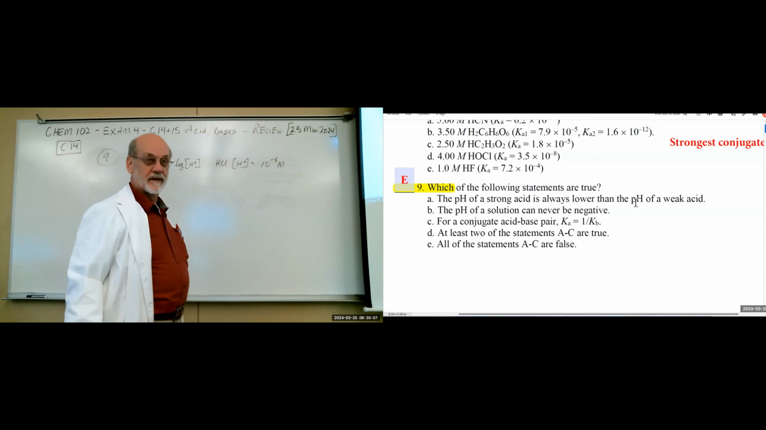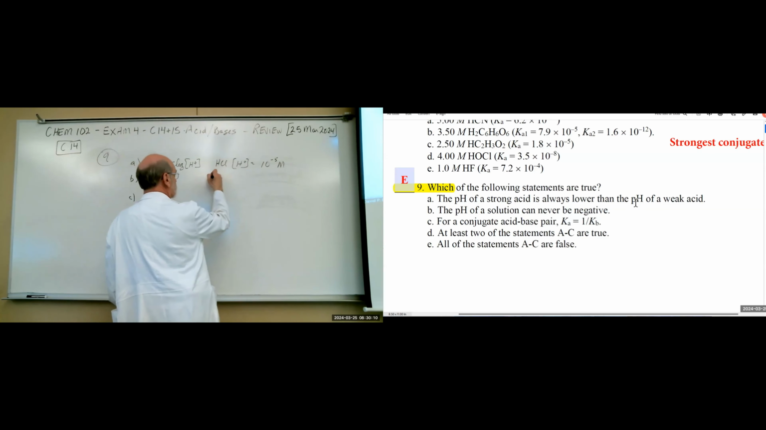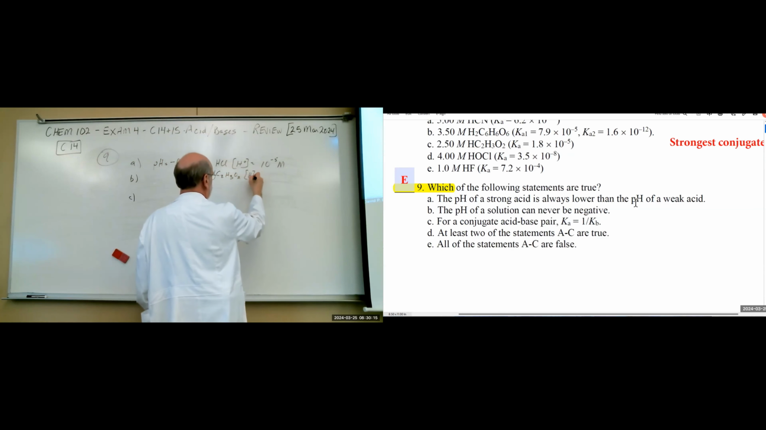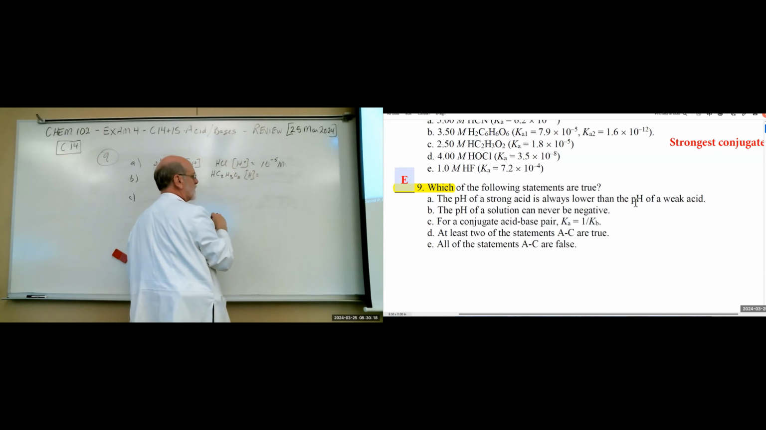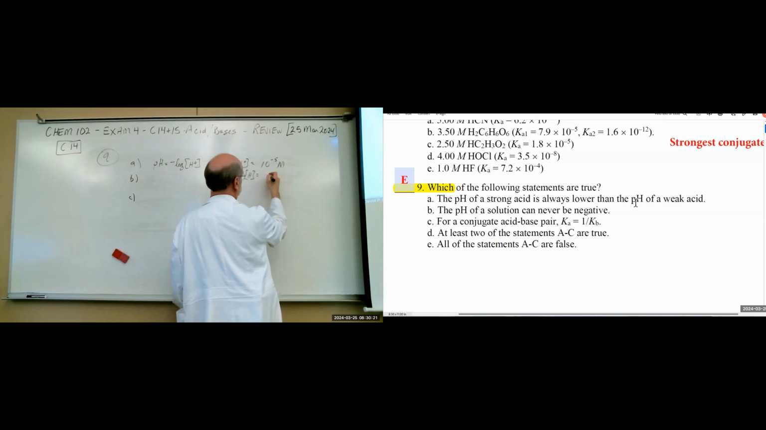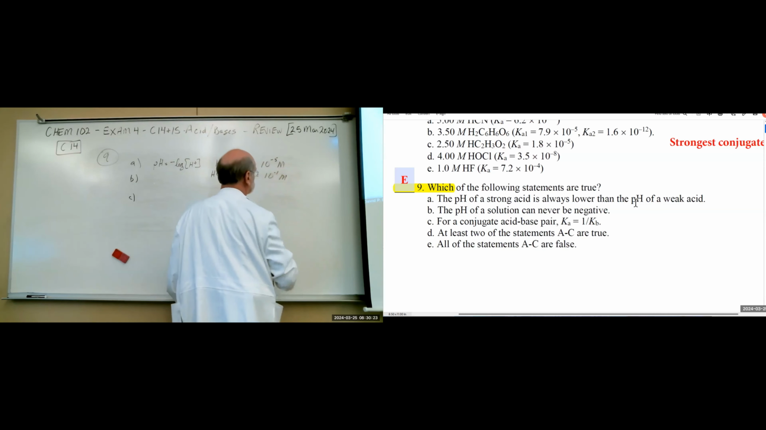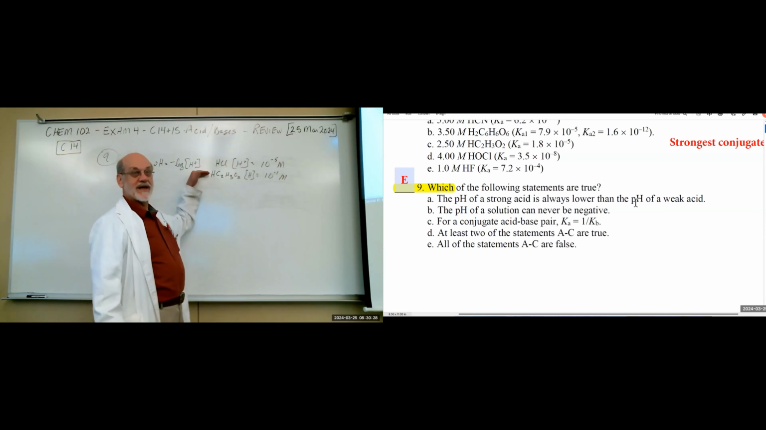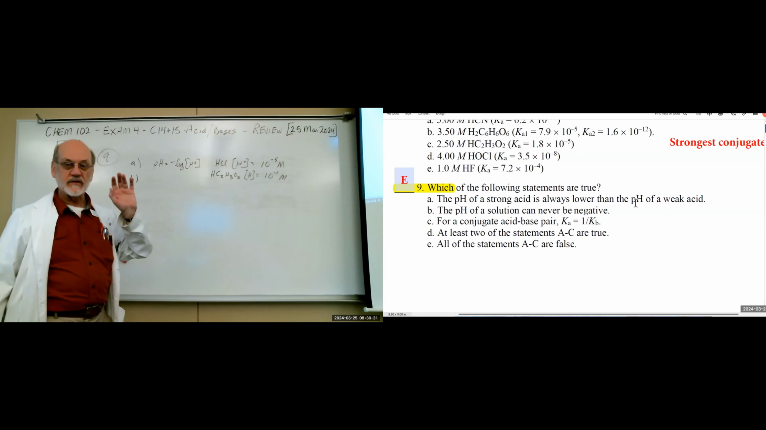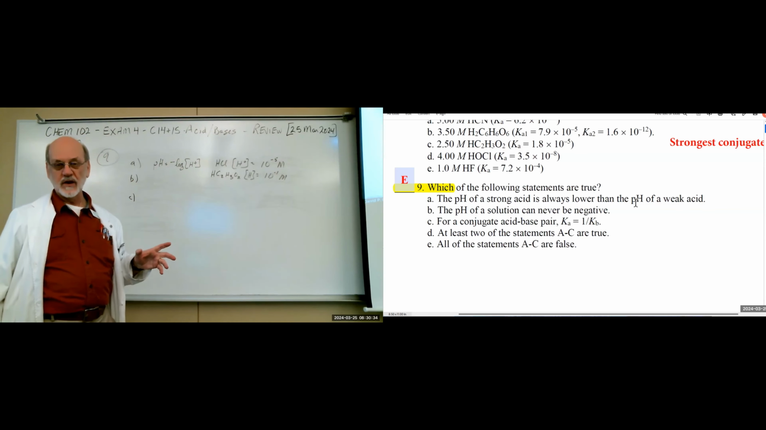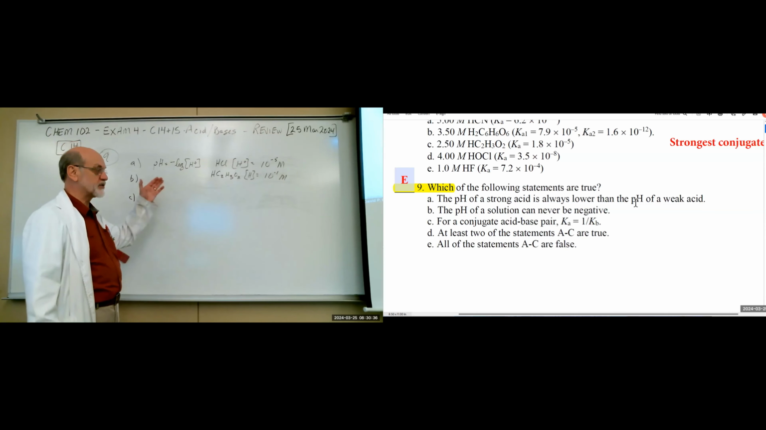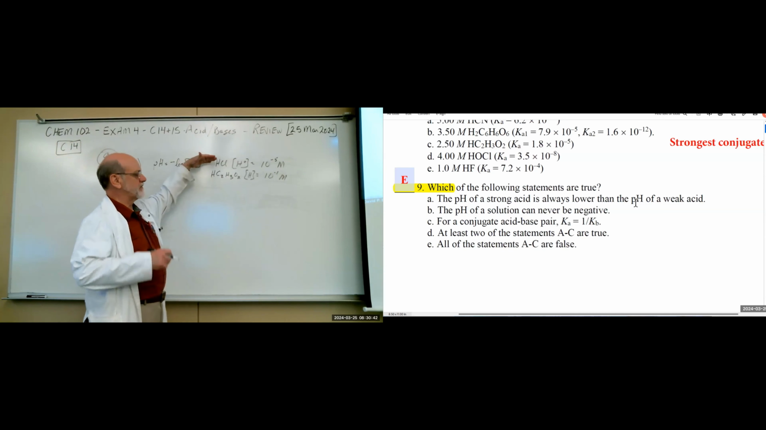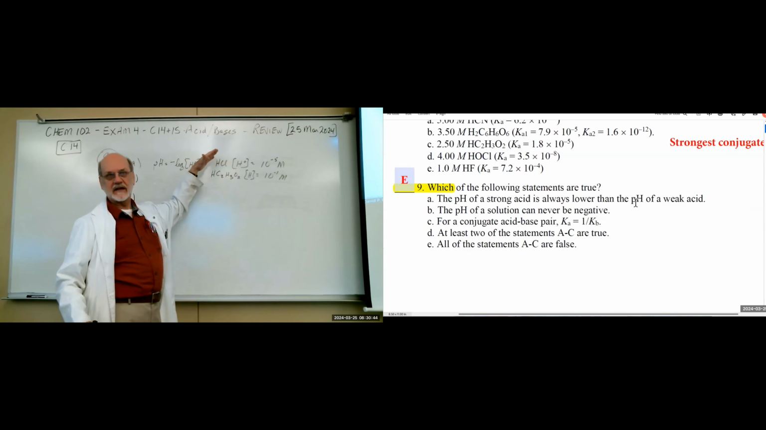Right, pH of 5. What if you have acetic acid, and the calculated hydrogen ion concentration is 10 to the minus 1. Which one has the lower pH? The weaker acid does. So the pH of a strong acid is not always lower than the pH of a weak acid. It depends on the concentration and the Ka.